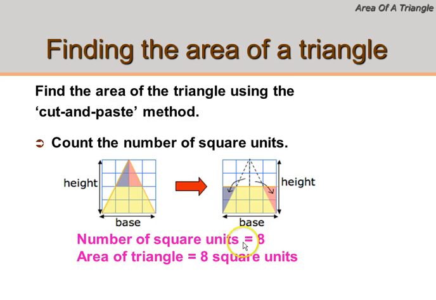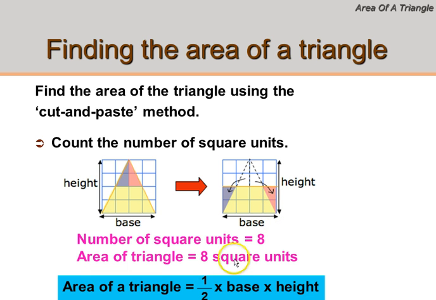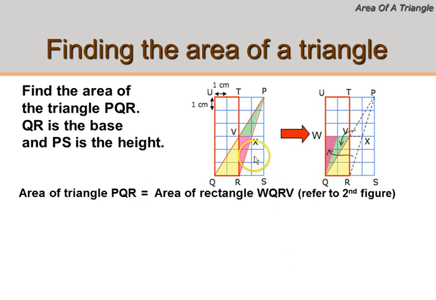So the number of square units is 8. The area of this triangle, seen in this perspective, is 8 square units. Therefore, the area of a triangle is actually half base times height. Over here, where the vertex is out, away from the baseline, the same thing can happen. Look at this whole thing. The red box is away.